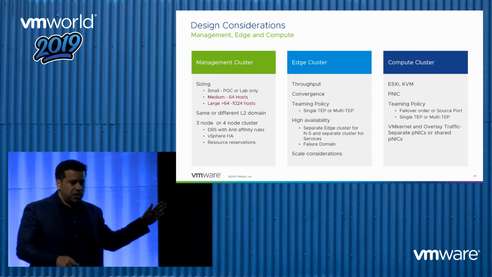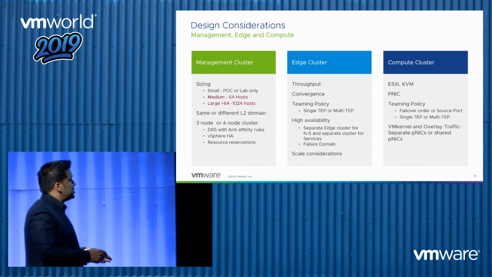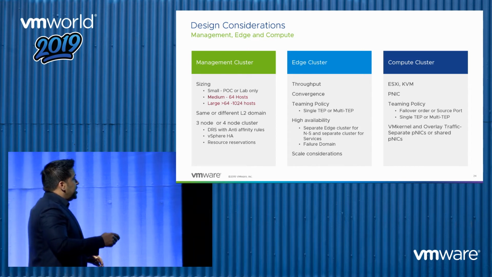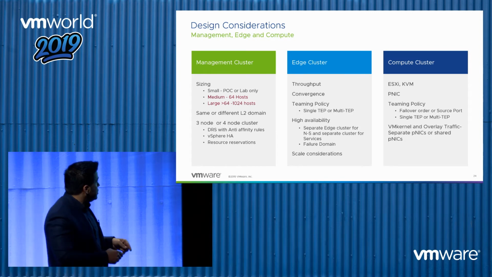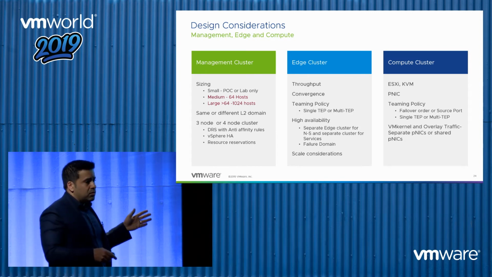Small is just for POC. Don't deploy it in production, it's not supported. Medium supports up to 64 hosts. Large is 64 to 124 hosts.